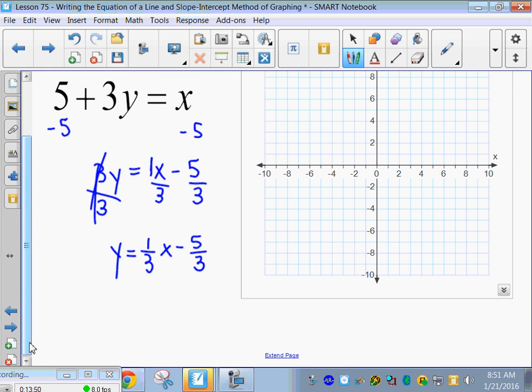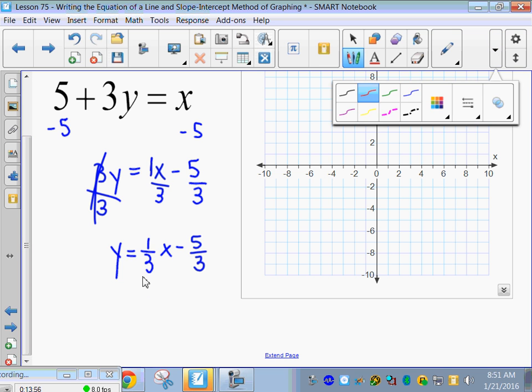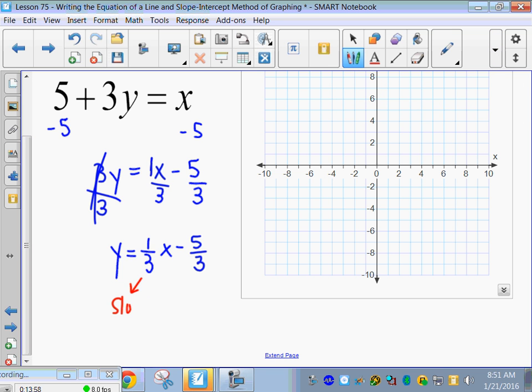All right, so now we have to know what the slope is and what the y-intercept is. So Ben, which number is the slope? Good, the slope is the number in front of x. So there's my slope. And Bethany, what's the y-intercept? Very good. -5/3. How do I graph -5/3 on the y-axis? That's weird. Anybody know? -5/3. Drew.